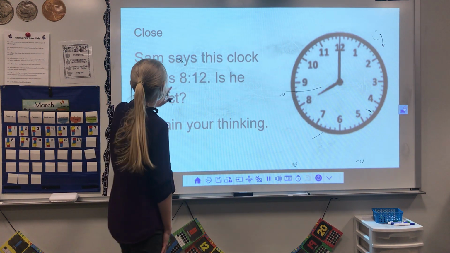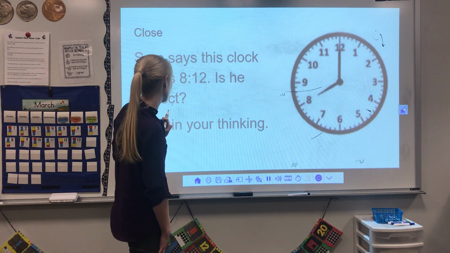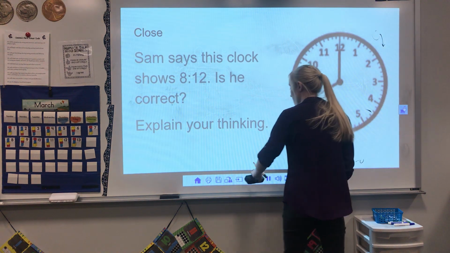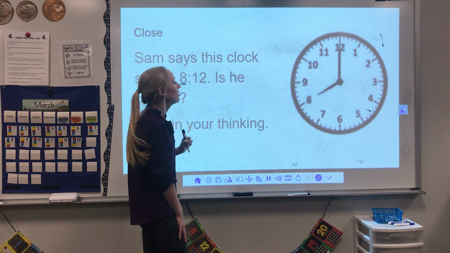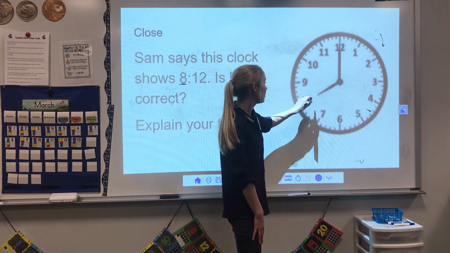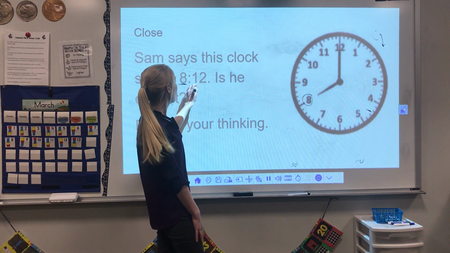So let's look at our closing problem here. Sam says this clock shows 8:12. Is he correct? He thinks the hour is 8. So let's check it. Our short hand is pointing towards the 8. So he is correct there. Let's check his minutes. He says it's 8:12.